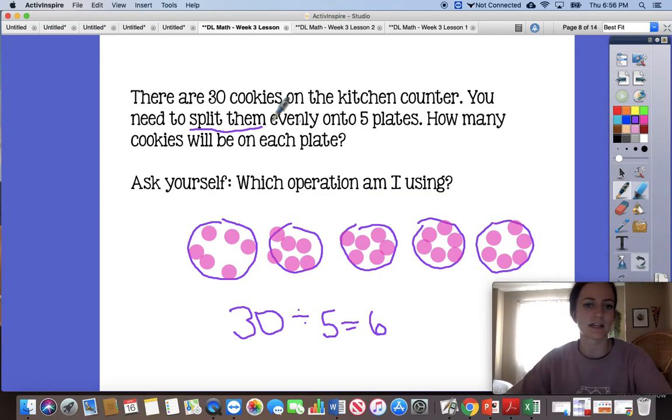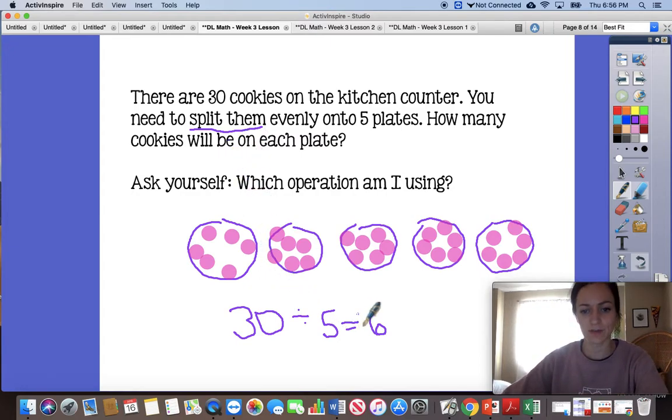I didn't add here. It's not saying I got 30 cookies and I got 5 new cookies. I'm not subtracting. It didn't say 30 cookies and then I ate 5 of those cookies. I'm not multiplying. It didn't say 30 cookies on each plate 5 times, right? That would be 30 times 5. I have my total and I'm breaking it into groups.